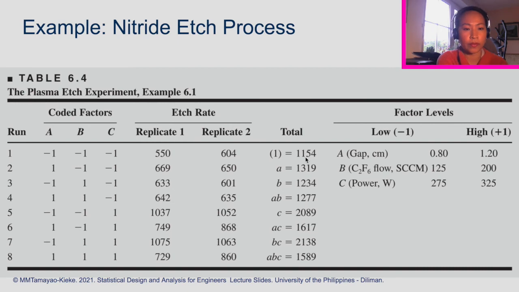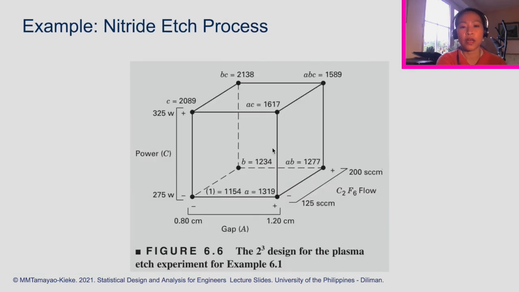Okay, and this is the geometric representation of the experiment. So you have here gap, factor A, flow as factor B, and power as factor C. And here you have the total observations for each treatment combination. You can also see here the levels of the 3 factors.